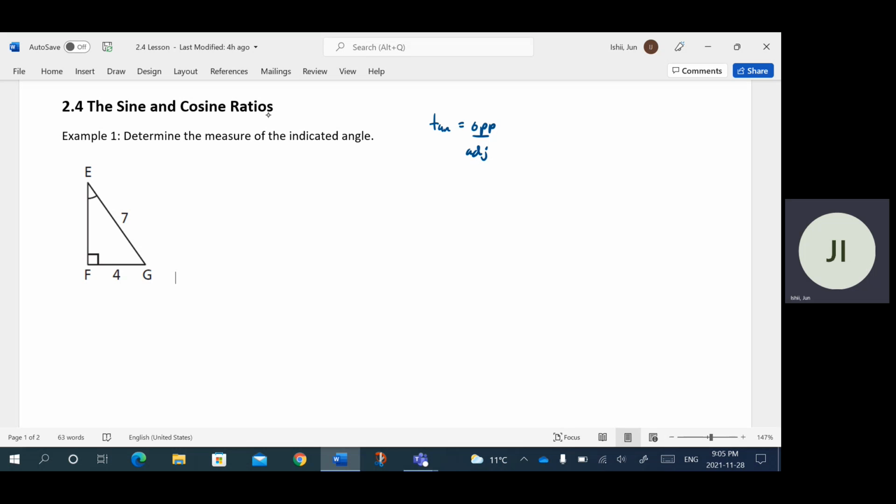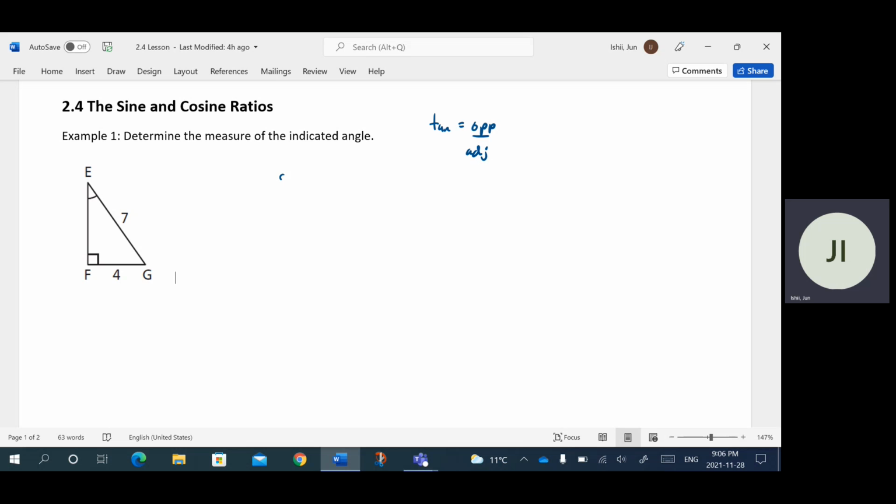When the question involves the hypotenuse, we've got to use either the sine or the cosine ratio. So let's look into this first example. We want to determine the measure of the indicated angle. We want to find this angle here, angle E.